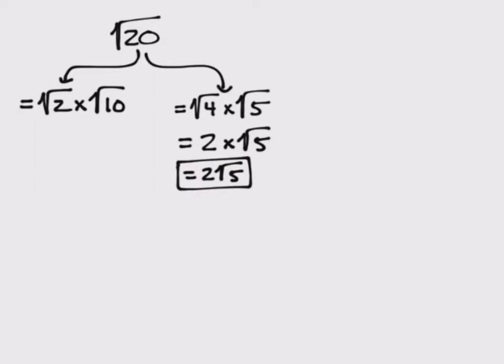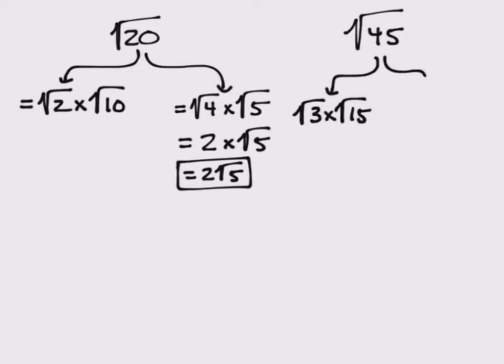Let's try another. How about the square root of 45? Now we want to simplify this expression, which means we need to write something that's exactly the same as the square root of 45, but with as little in the radical as possible. We're going to do this by factoring and writing this as the product of two square roots. Again, we've got some options. We can write it as the square root of 3 times the square root of 15, or as the square root of 9 times the square root of 5.